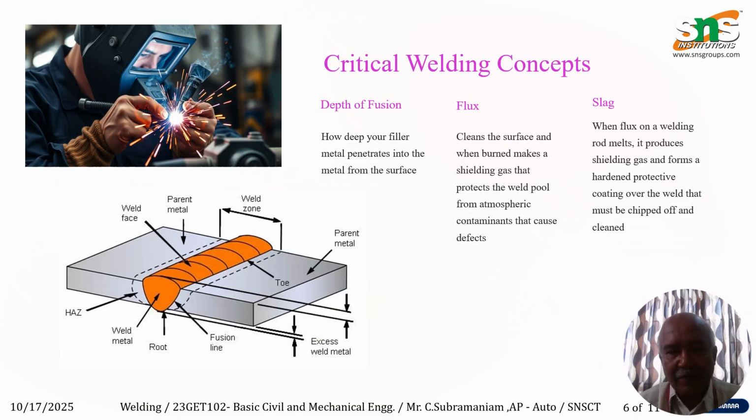Now we see the critical welding concepts. Depth of fusion is how deep we are using the filler material, and flux will also be coated there. This is the welded bead, where the depth of fusion has penetrated inside, and over it the flux coating provides protection for the weldment from atmospheric conditions, such that there is no direct contact. It prevents oxidation, and you can also see a slag. Whichever material is apart from the metals will form as a slag on top of it, which can be removed by the chipping hammer itself.